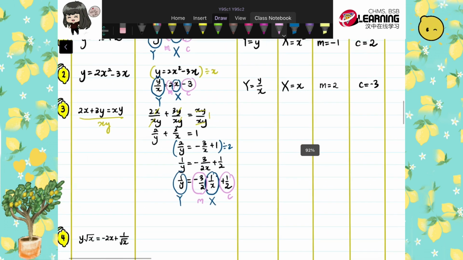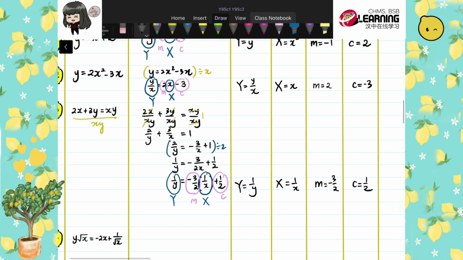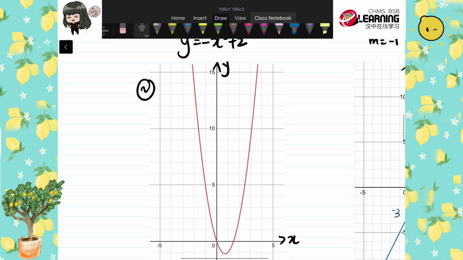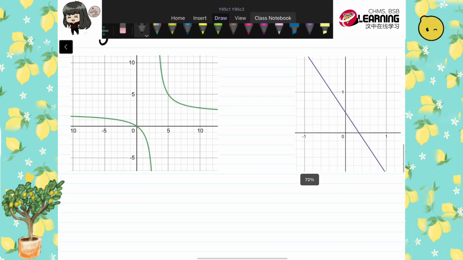Okay. So I'm going to write down at this column. Big Y equals to 1 over Y. My big X is 1 over X. My M is negative 3 over 2 and my C is 1 over 2. Okay, I'm going to show you the graph for the last time on actually how it converts or reduces, right? So for question number 3, this is how the graph looks like.